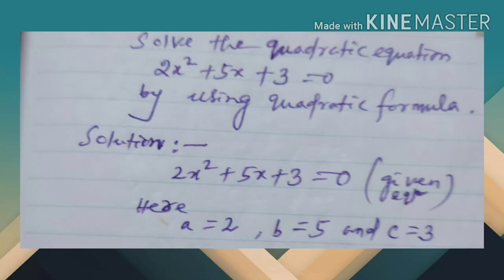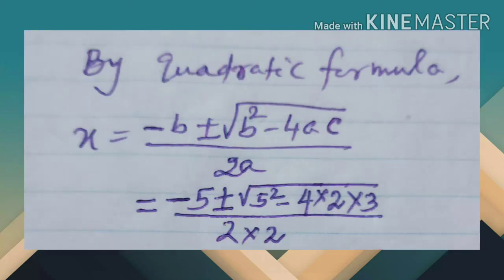Solve the equation 2x square plus 5x plus 3 is equal to 0 by using quadratic formula. Let's solve the equation by quadratic formula. The given equation is 2x square plus 5x plus 3 is equal to 0. Here a is equal to 2, b is equal to 5 and c is equal to 3. By quadratic formula we have x is equal to minus b plus or minus square root of b square minus 4ac whole divided by 2a.